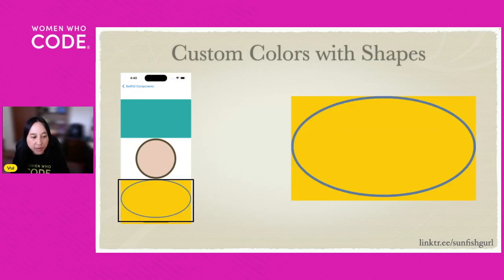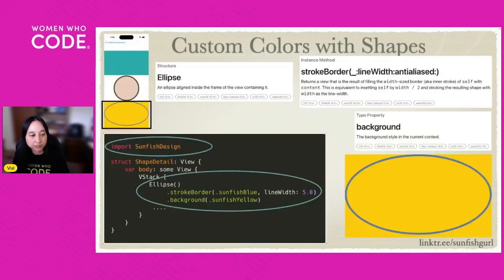Now onto our final example. We want to draw an ellipse with the border in our custom sunfish blue and the background of our shape's view in sunfish yellow. Here we are calling Apple's stroke border and background view modifier methods individually, but passing in our custom sunfish colors.